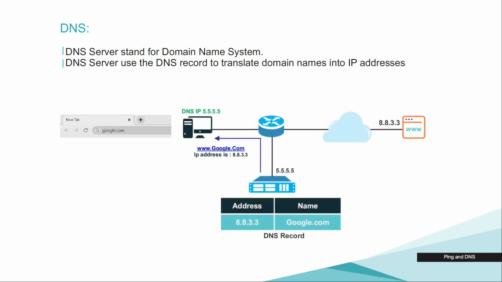My DNS server has a record and it will look at this record. In this record, it will see that google.com has the IP address 8.8.3.3. So it will respond back with the website's IP address, which is 8.8.3.3. After that, our PC will be able to forward the request to the google.com IP address.